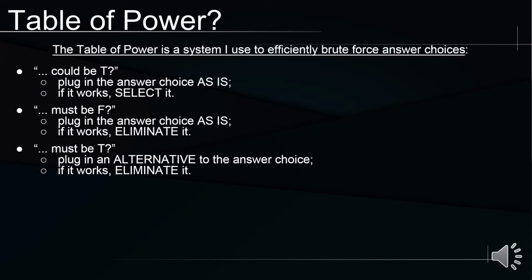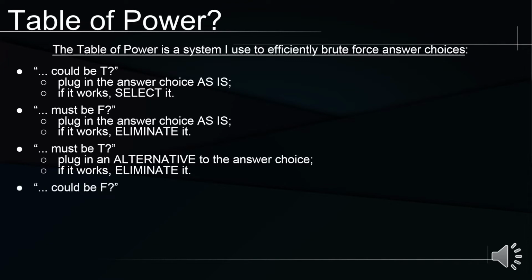I don't think in today's game, which I'm going to be using to demonstrate flexibility, that we're going to have much opportunity to demonstrate this, but of course, feel free to email me if you really do want to see a specific demonstration of just must be true questions and how the table of power helps you do them. But this is the basic procedure. If I am testing an answer choice in a must be true question, you plug in an alternative to that answer choice, and if you can get it to work, you eliminate it.